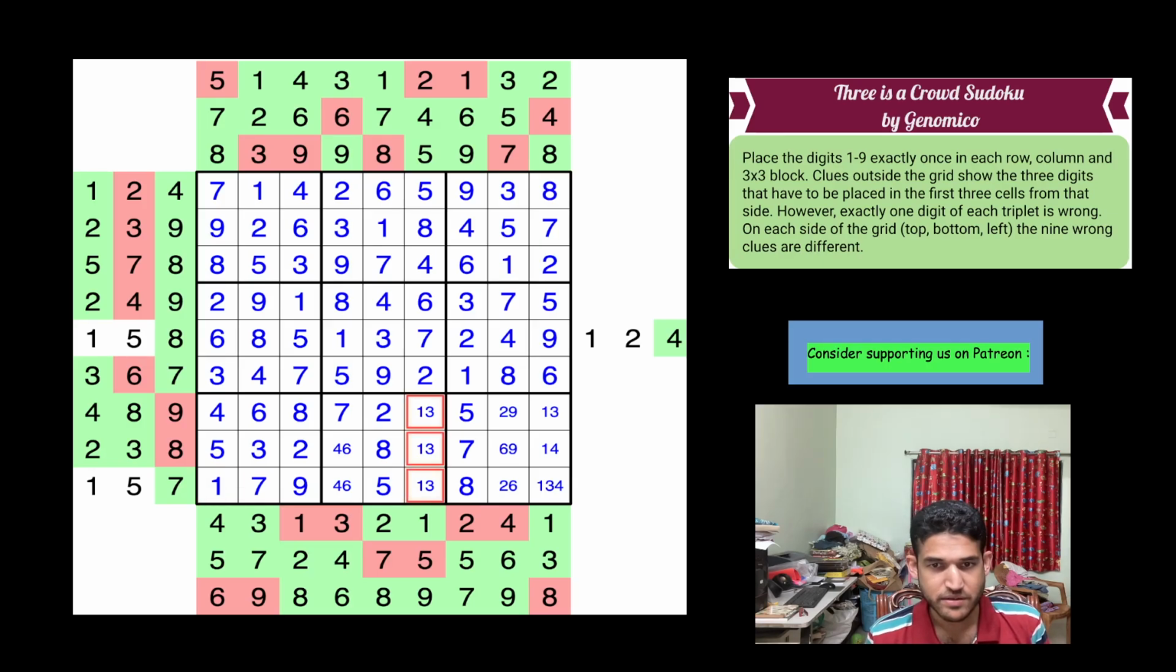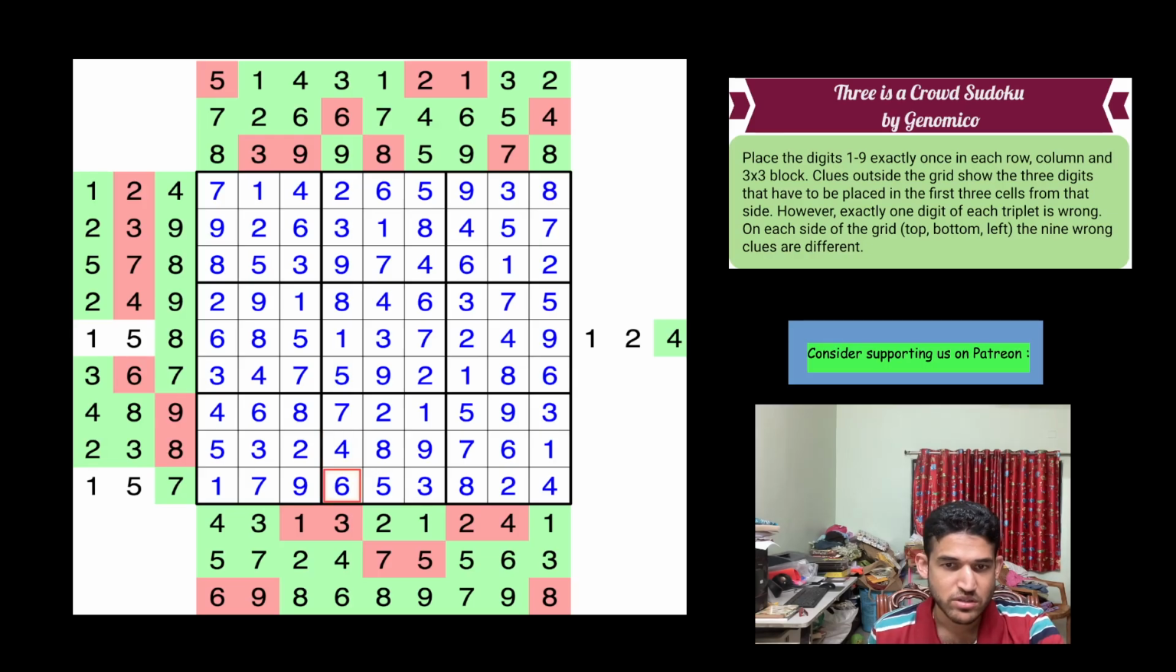1, 3, 9. Not a 3, not a 1. Has to be a 3. 1 and 9 go here. So that's a 1, 9. Giving a 4, 1, 3, 9, 1. This is 6, 2, 9, 4 and 6.